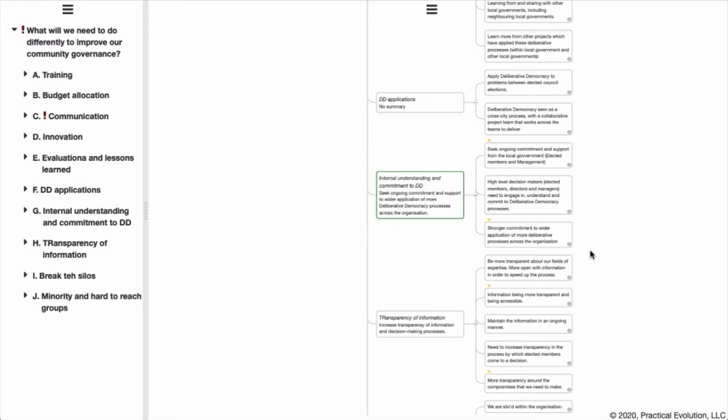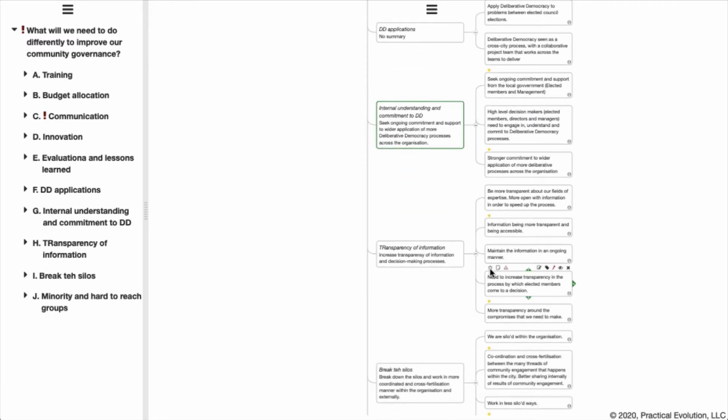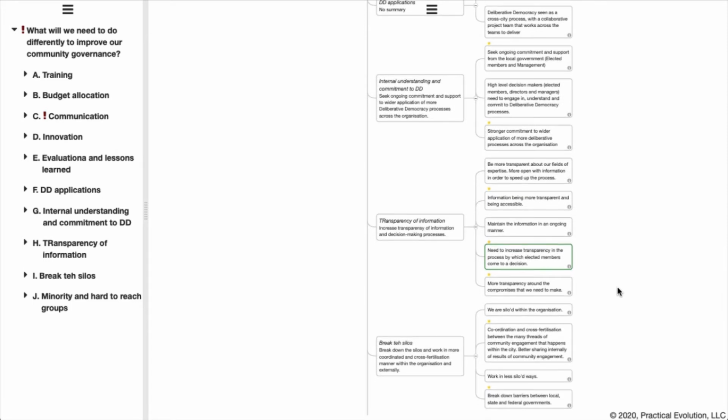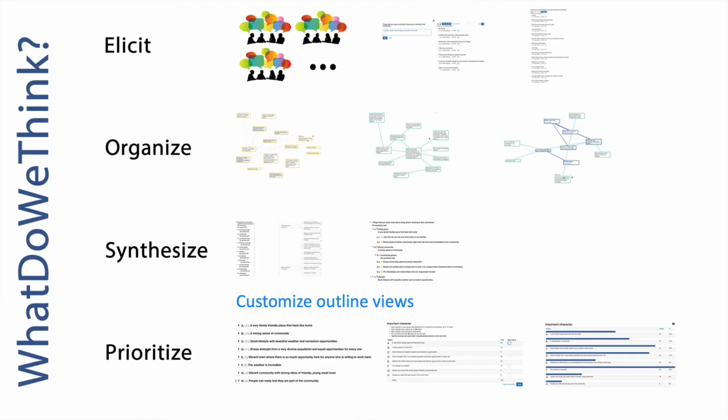You should star comments that are exemplary. After you have organized the mind map and created themes for all of the topics, you can go to the outline view. You can create custom views of the outline and save them for displaying to the group, including in a report, or generating the options for a prioritization.